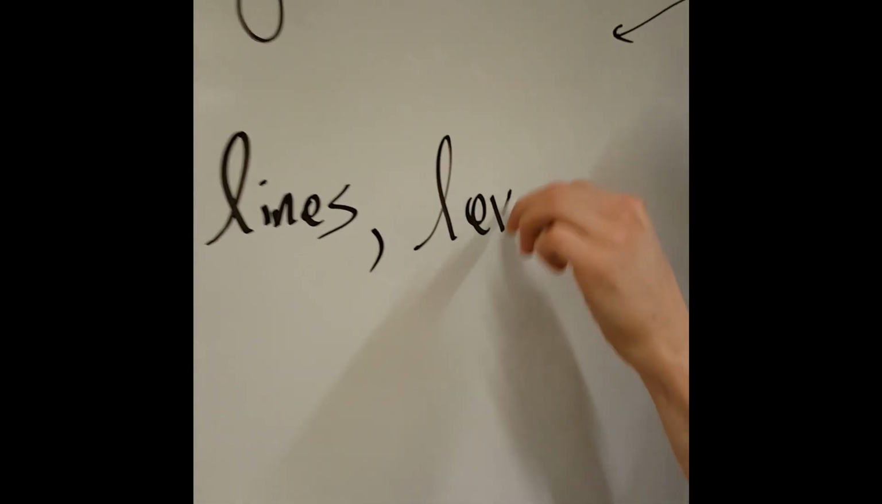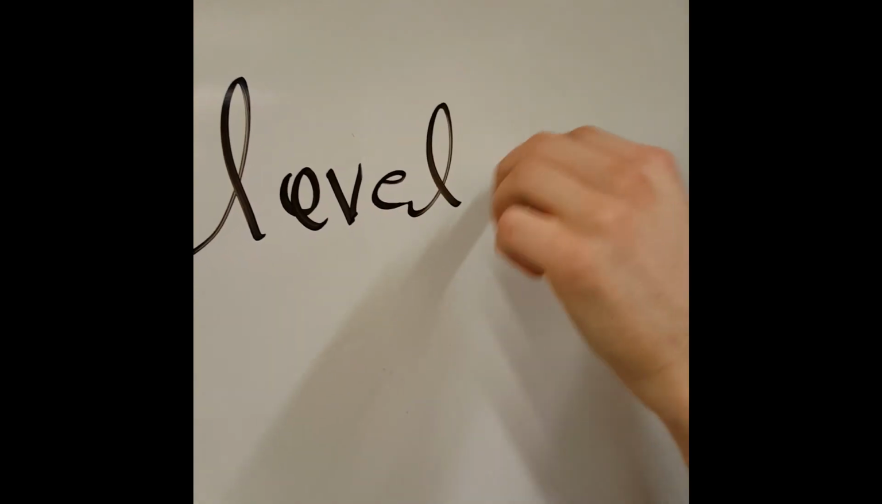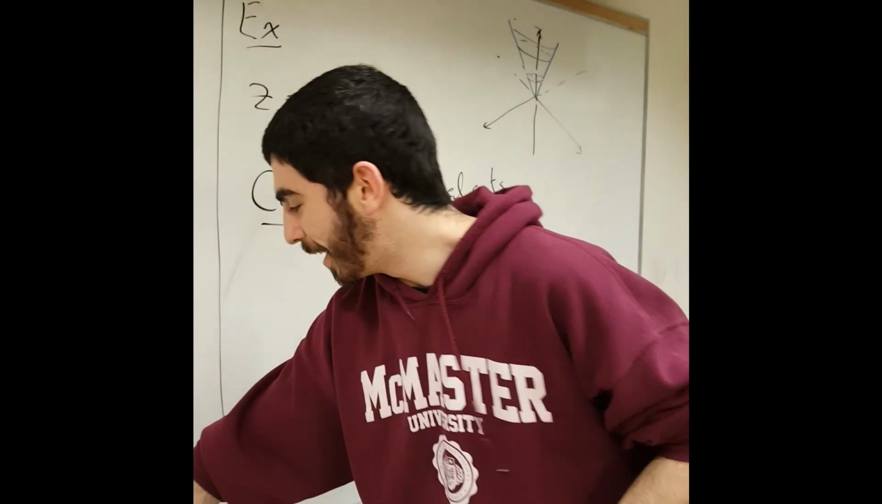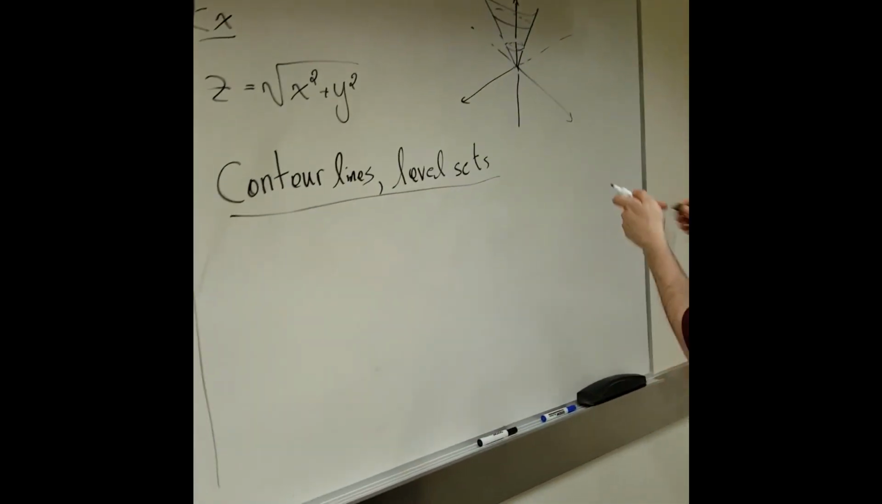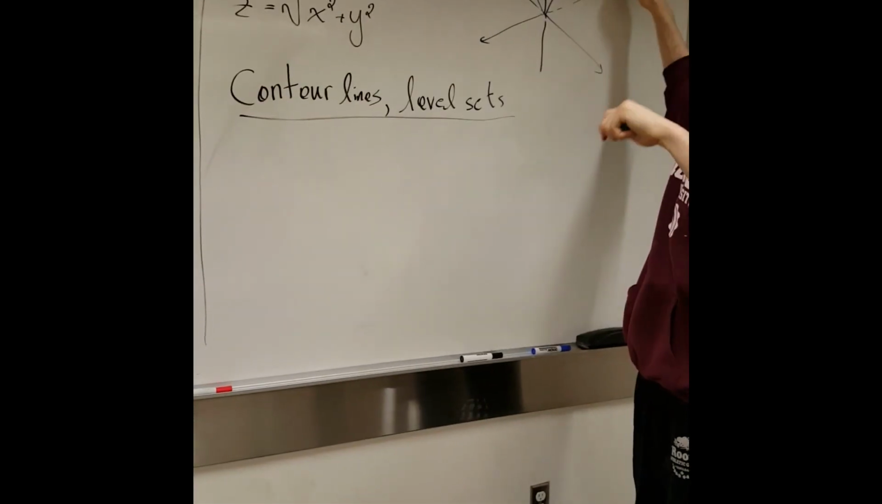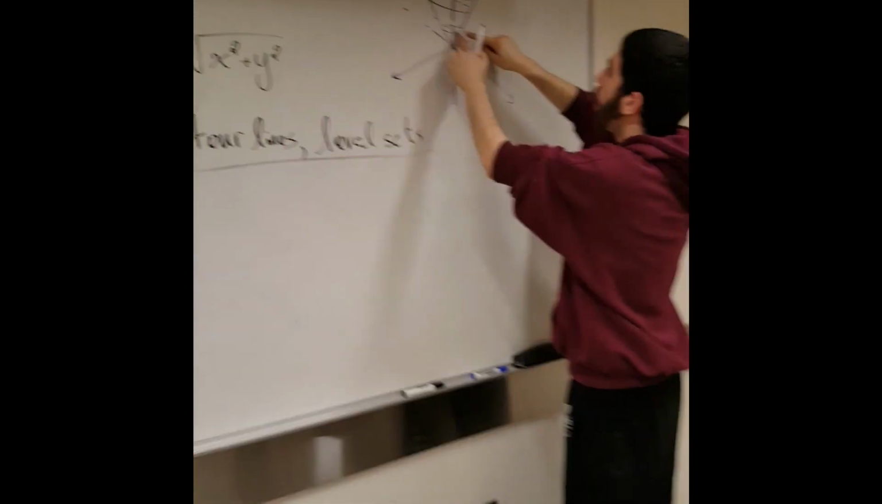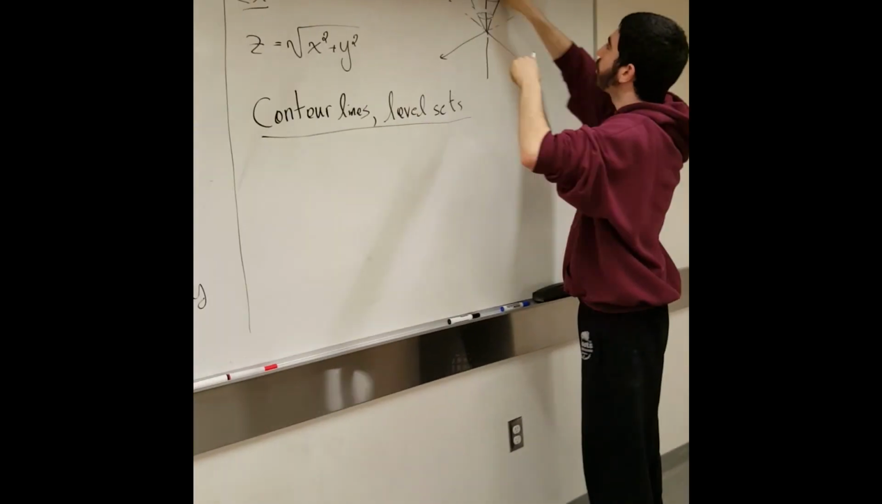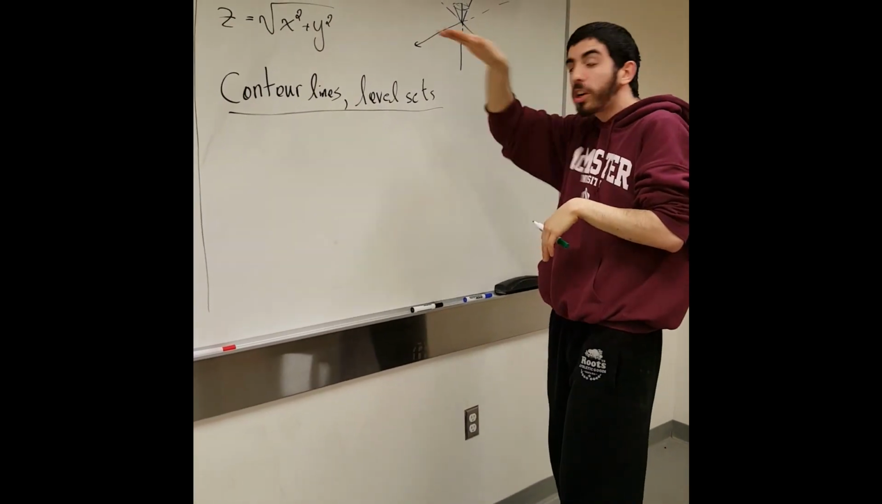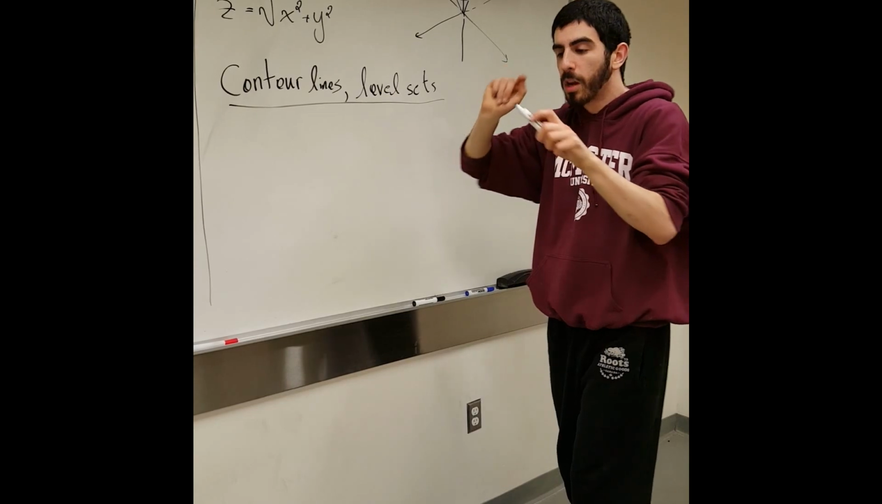Or level sets. Level sets. Okay. And how are we to understand what this means? What we're going to do is understand the behavior of the function by chopping it at various heights. Okay? So I've actually drawn the cross sections here. I've drawn circles to show you that if you were just to slice this cone, it would look like a circle when you sliced it.